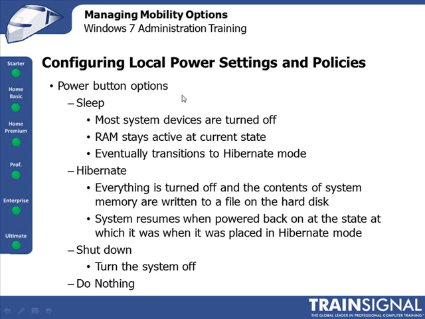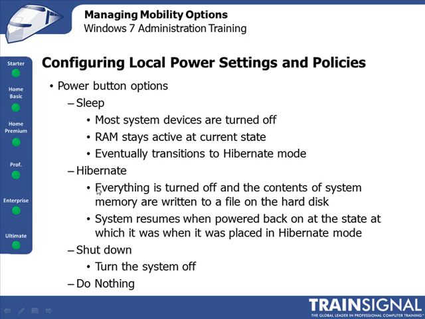You can decide what you want to do when the power button is pressed, particularly on a laptop. You can choose whether or not the system should go to sleep, hibernate, shut down, or just do nothing. When a system goes to sleep, most system devices are turned off. However, RAM stays active in its current state. This means that you can quickly bring the system back into a full operational mode by simply hitting the power button. Eventually, however, a sleeping system will transition to a hibernated state.